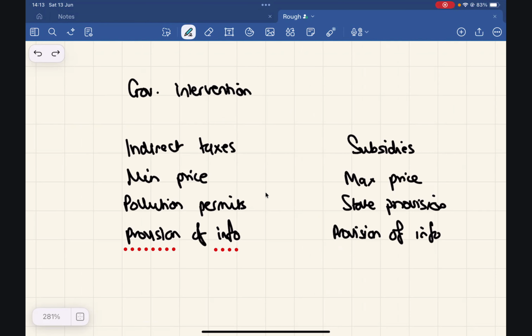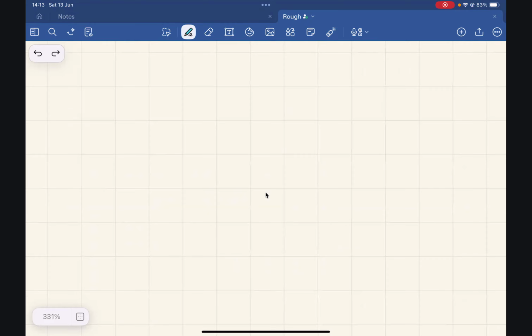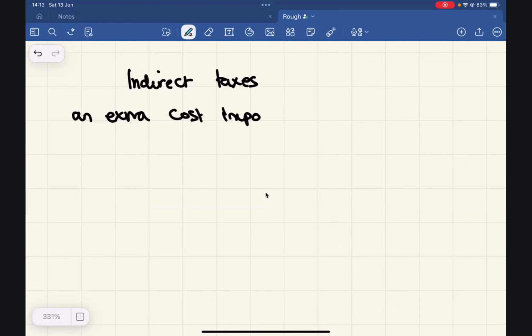We're going to go through them one by one. So let's just start in order with indirect taxes. So, an indirect tax is an extra cost of production imposed on firms by the government.